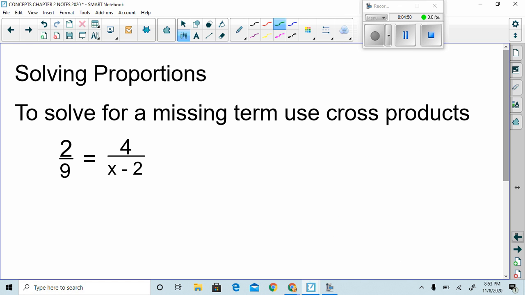Maybe a couple of simpler ones to start with. Solving proportions. Again, our goal is to find the missing term, and we're going to use cross products. We'll do 2 times x minus 2 and then we've got 9 times 4. Here's where our experience with solving equations comes in handy. We're going to distribute.